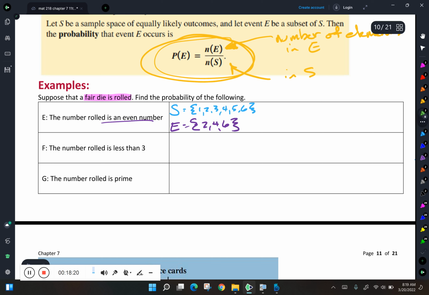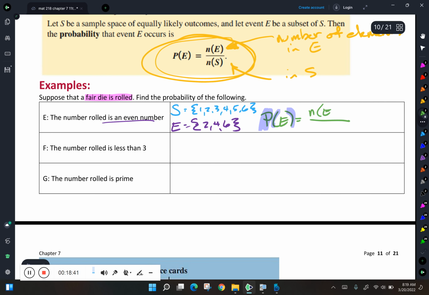So then the probability that E occurs. Okay, so I'm using this capital P here. That's my notation for probability. The parentheses tell me that the thing inside the probability is the event I want to have happen. It's going to be the fraction. The number of elements in E divided by the number of elements in S. Number of elements in E, the cardinality of set E is 3. The cardinality of set S is 6. 3/6 reduces down to 1/2 or 0.5 or 50%.